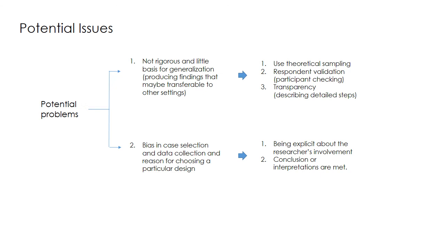Okay, second is bias in case selection and data collection, and in the reasons for choosing a particular design. This can also be a problem when you are conducting a case study. So you have to be explicit, again, very transparent about the researcher's involvement in the study, because whatever you finally interpret or report is all based on your interpretation or understanding of the data that you collected. So you have to be very careful when you are reporting it.